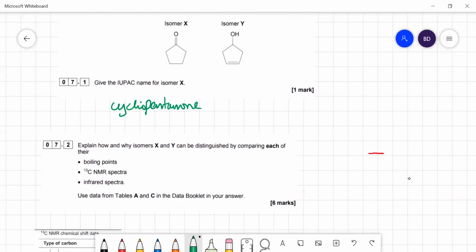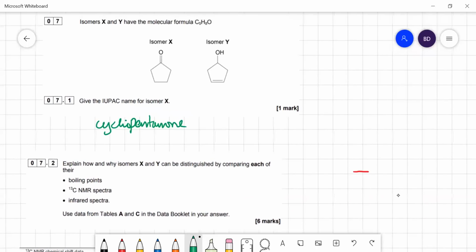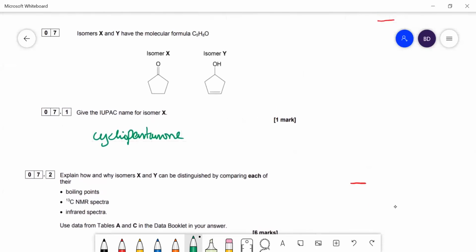Right, now explain why isomers X and Y can be distinguished by comparing each of the following. This is a 6 marker, so let's think about one at a time. First of all, the boiling points. Now the boiling points, you're going to say that Y is an alcohol, so that has a possibility of H bonding. They're the strongest intermolecular forces, so it's going to have a higher boiling point. Whereas compare that to X, X is a ketone.